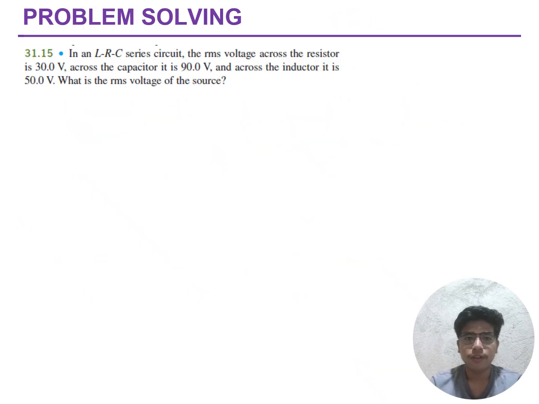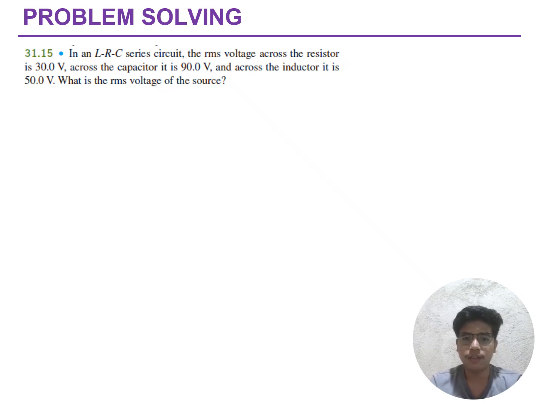So let us first solve the problem about an LRC series circuit. The RMS voltage across the resistor is 30 volts, across the capacitor is 90 volts, and across the inductor is 50 volts. What is the RMS voltage of the source?